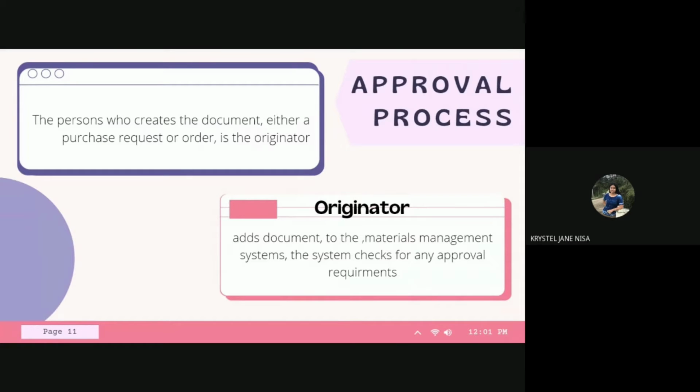Approval process. The approval process is a method that is used by an organization or seller to approve anything from the document and purchase orders to a new process, which is the delivery of your product. And the person who creates the document, either a purchase request or a purchase order, is called the originator.